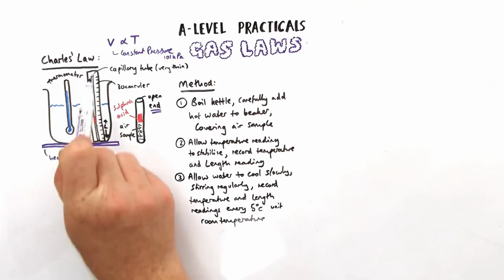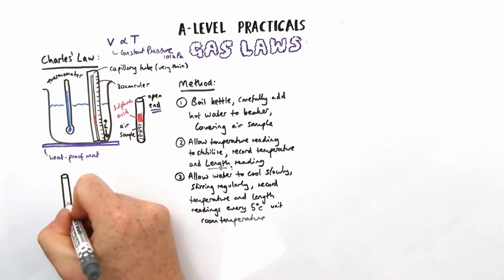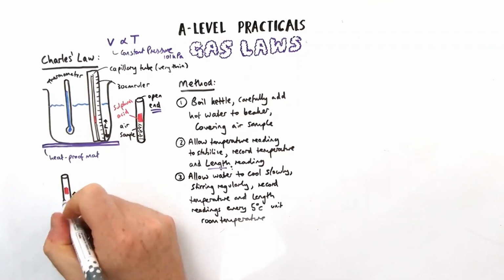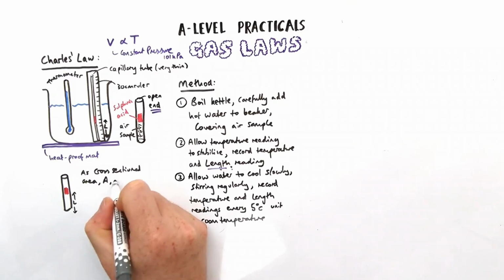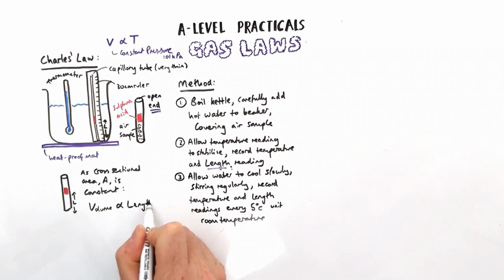So let's talk about first of all, why are we not measuring the volume? Why are we measuring the length? In this tube, the length is the height of the air bubble we've got below the sulfuric acid. The reason we don't worry about the volume is because the cross-sectional area is constant. The capillary tube has a very small cross-sectional area and it's constant throughout.